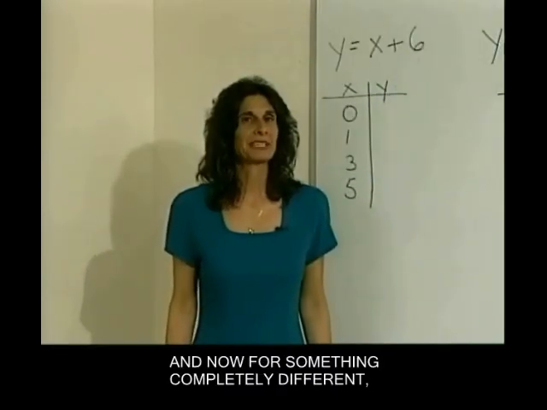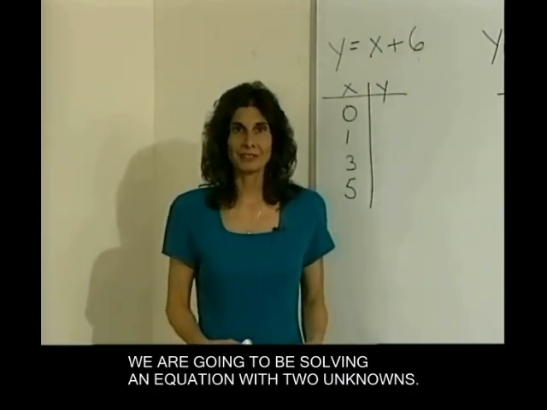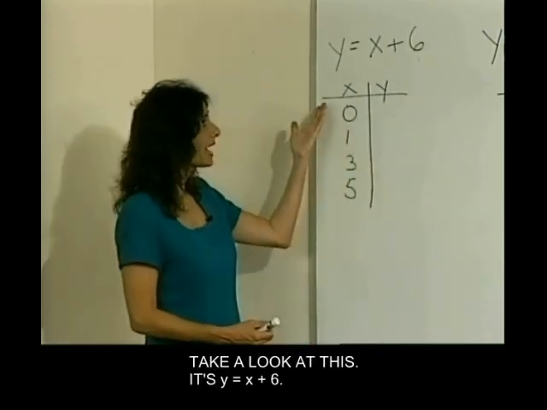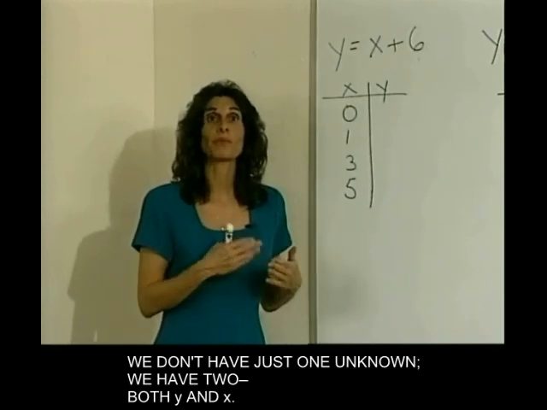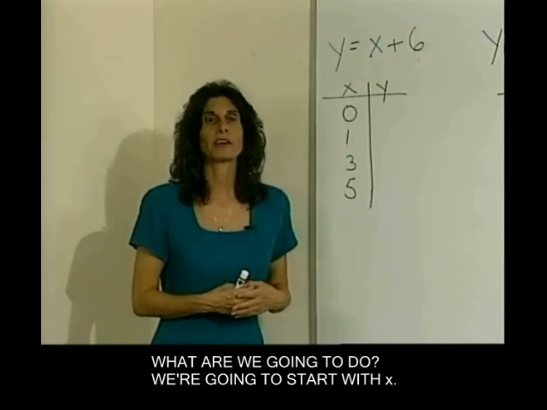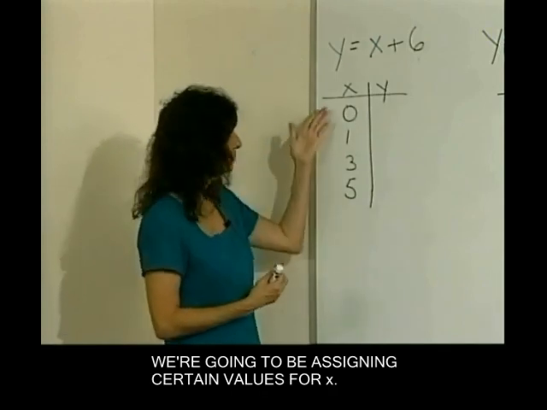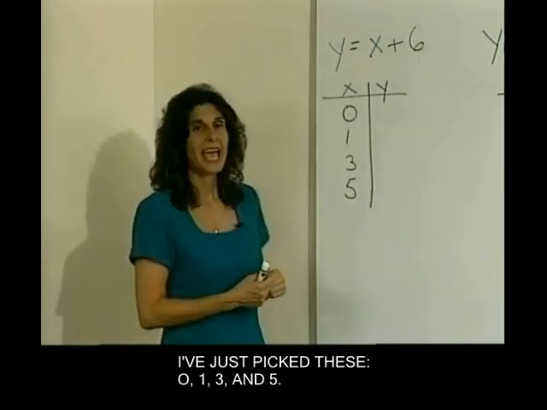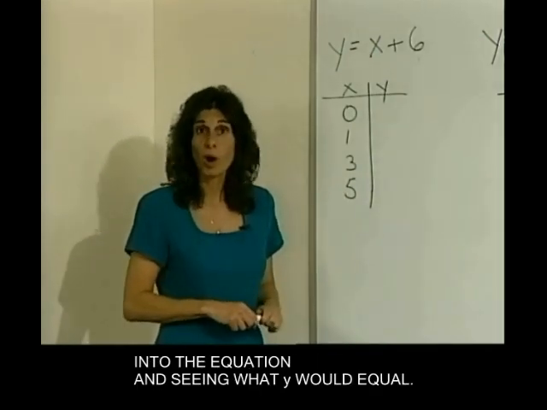And now for something completely different. We are going to be solving an equation with 2 unknowns. Take a look at this. It's y equals x plus 6. We don't have just one unknown, we have 2, both y and x. What are we going to do? We're going to start with x. We're going to be assigning certain values for x. I just picked these, 0, 1, 3, and 5. And I'm going to be substituting it into the equation and seeing what y would equal.